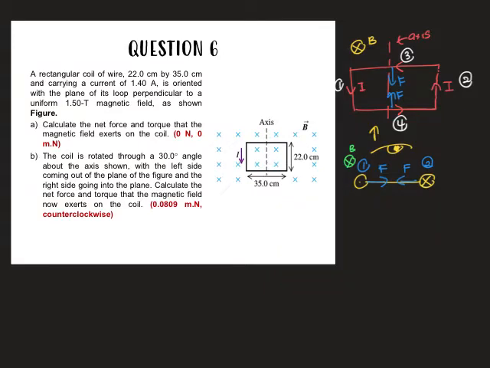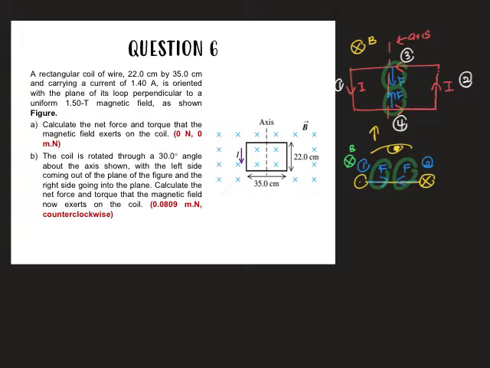Based on the diagram, you can see that the magnetic force for this one is going to be cancelled with this one. So the net force for 1 and 2 is going to be 0, and for number 3 and number 4, because the magnetic force is in the opposite direction, the net force will also be 0. That's the reason why for question A, the net force is equal to 0. And like I mentioned before, if you have net force equal to 0, it doesn't mean that your net torque is going to be 0.